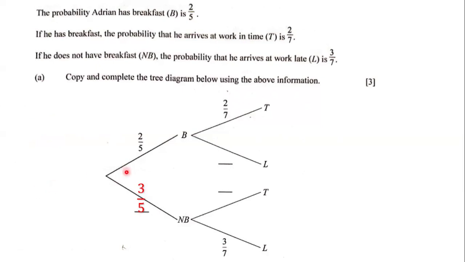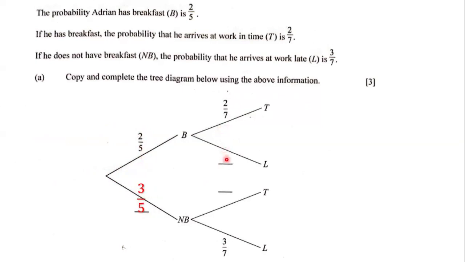And so therefore, the probability that Adrian does not have breakfast is 3 over 5, because the probability that he has breakfast is 2 over 5. And all we need to do in order to figure out the probability that he does not have breakfast is say that it's 3 over 5, because 3 over 5 plus 2 over 5 gives us 1. So basically, we just have to say 1 minus 2 over 5. And 1 minus 2 over 5 is 3 over 5.